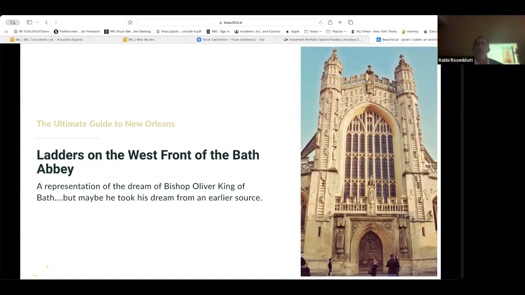Now I want you to know that the idea of angels going up and down the ladder, representing the idea that wherever we are, we have this connection to Hashem, is not uniquely Christian.